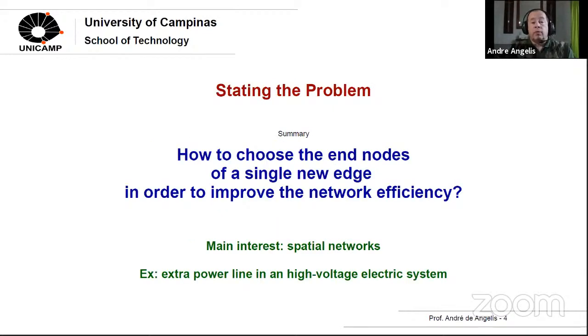Stating our research problem, we can summarize our question as how to choose the end nodes of a single new edge in order to improve the network efficiency. We have a special interest in spatial networks, but the problem is general. An example of the application of this question is how to choose an extra power line in a high voltage electric system to improve its efficiency.